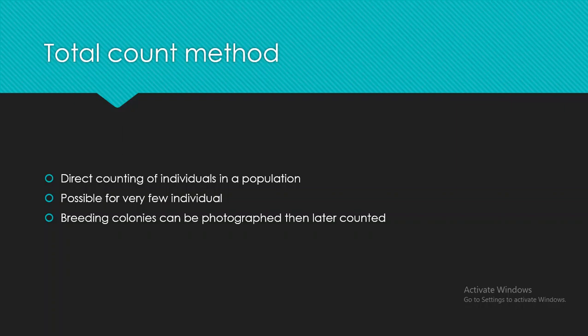Pwede mo siyang bilangin. Pwede mo siyang i-photograph na muna, then saka mo siya pwedeng bilangin. So ito yung technique na ginagamit ng mga scientists or mga ecologists or biologists sa pag-study ng mga animals na hindi naman very mobile, hindi naman sila elusive, no? Yung ano lang sila, kumbaga nandyan lang sila sa isang lugar, stagnant lang sila, tapos matagal sila bago umalis. So ito yung sa total count method.